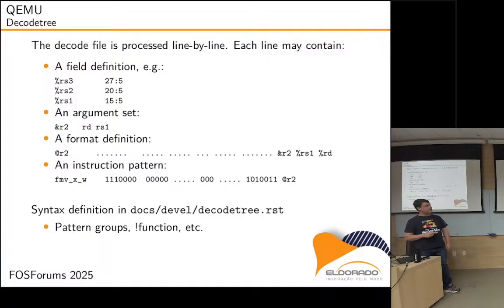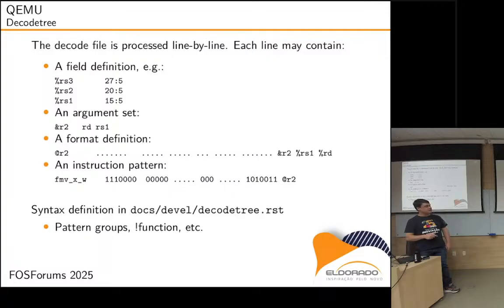Dots are the bits that will be parsed by a field. Dashes are bits that are ignored, and ones and zeros are the masked bits that will be compared to identify the instruction. And then finally you have the instruction pattern. So here's an example, fmv.x.w. That's the fixed bits.